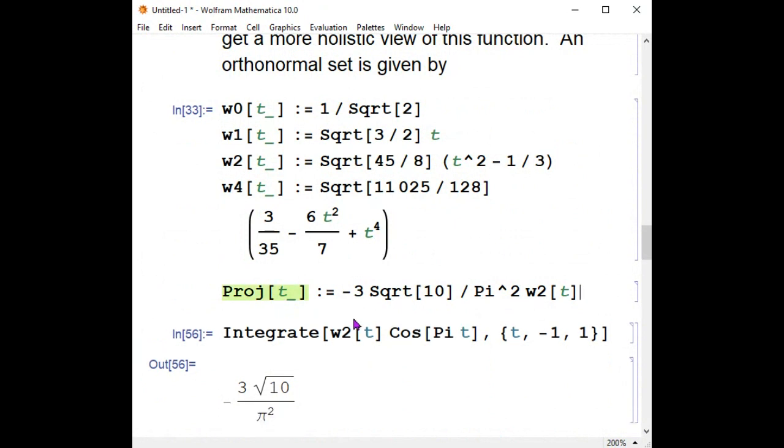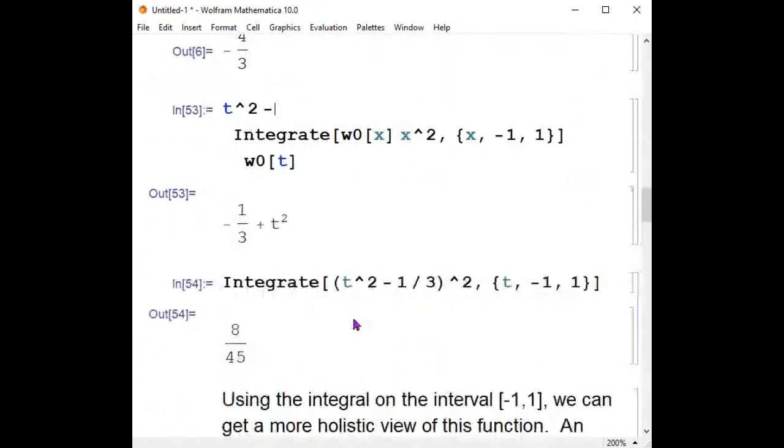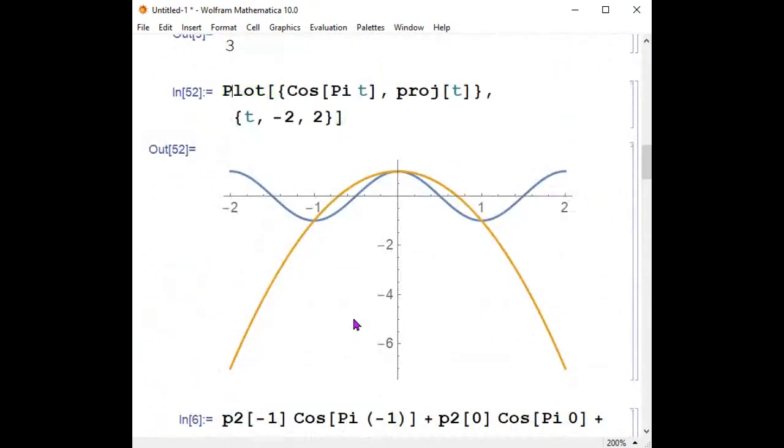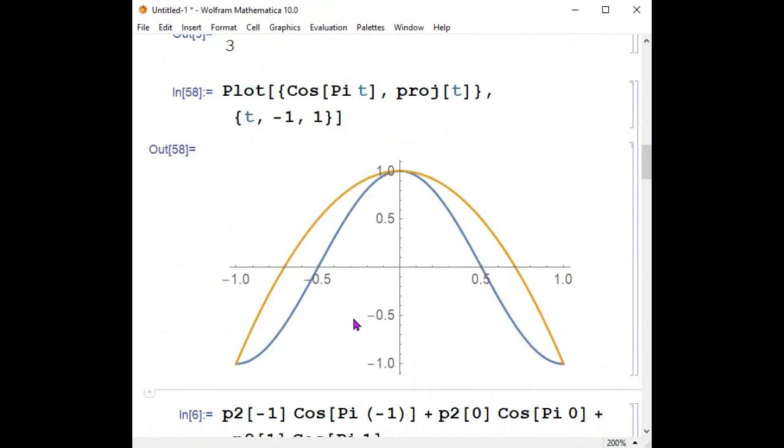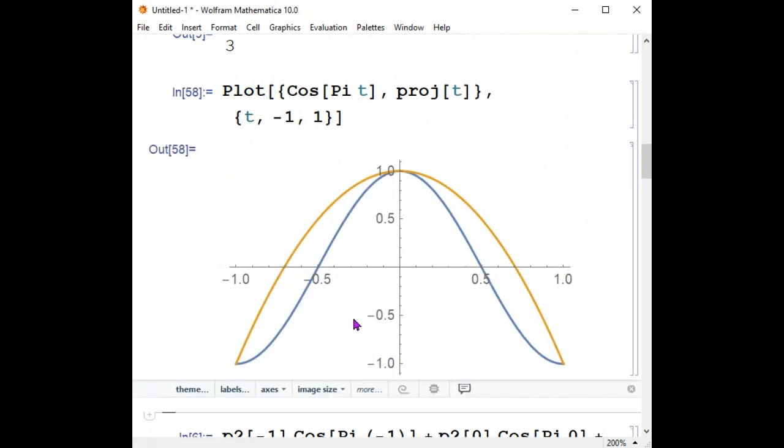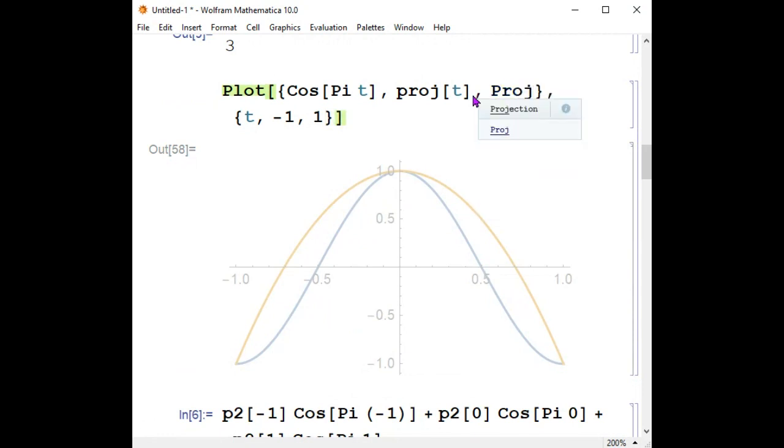All right, so I'm going to use a projection here. Get rid of this because we don't need that yet. All right? And it's going to be minus 3 times the square root of 10 divided by pi squared times w2. Let's see what that looks like in our graph. Okay, and I'm just going to go from -1 to 1. First, let's look at what that would look like. All right, once again, it's exact as far as the old inner product was concerned. But let's see what the new projection looks like.